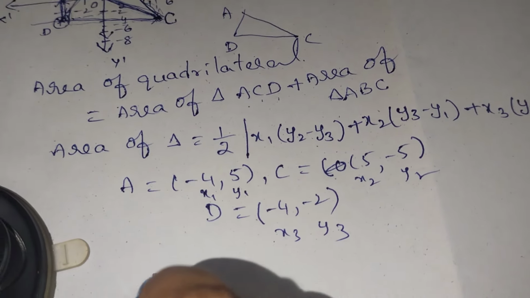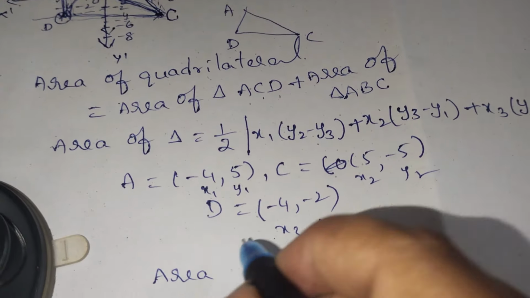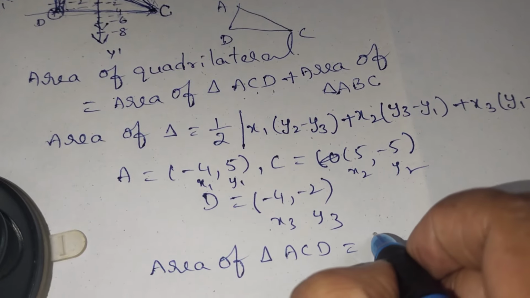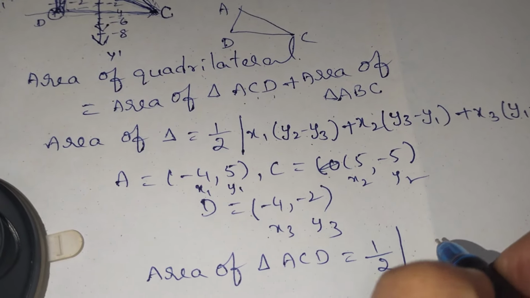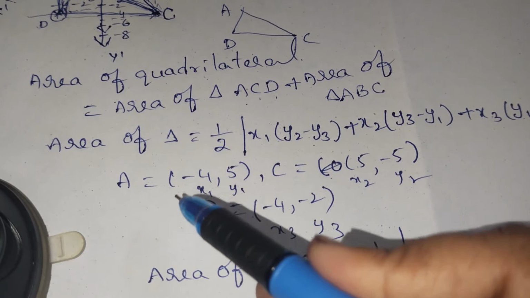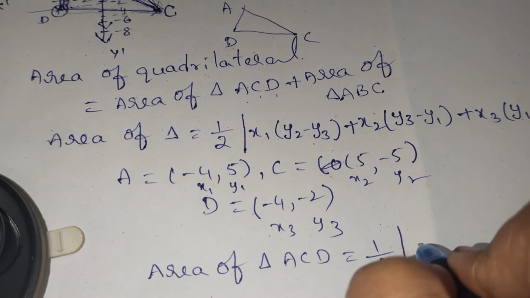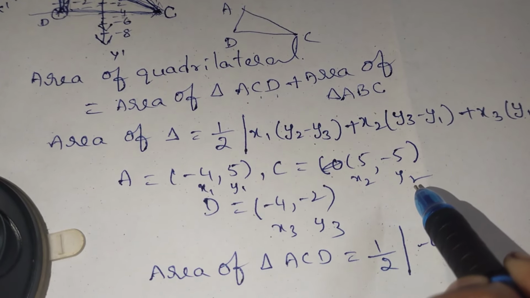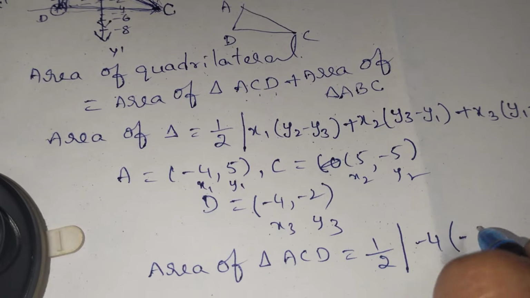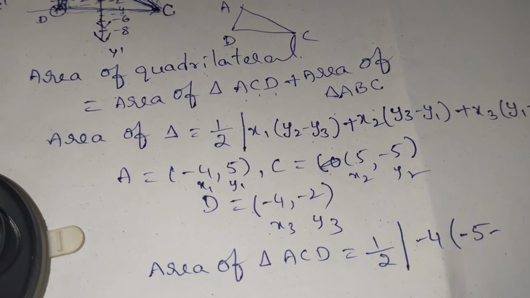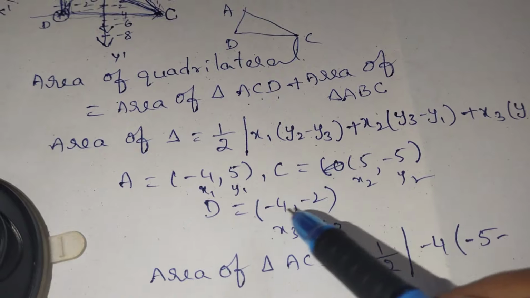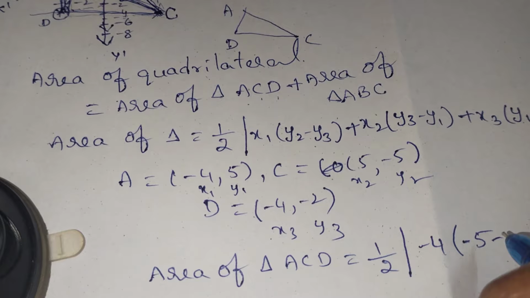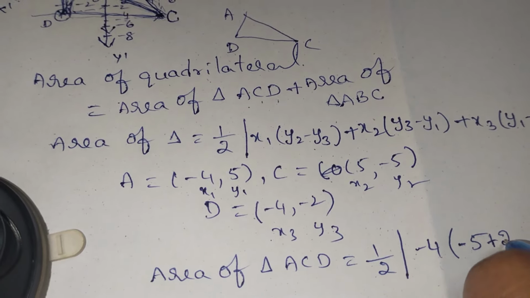That is, area of triangle ACD is equal to half mod x1 into, what is x1 here? Minus 4 is x1. So minus 4 into y2 minus y3. y2 is how much? Minus 5. Minus y3. What is y3? y3 is minus 2. So here minus is already there. We get minus minus 2, so plus 2.